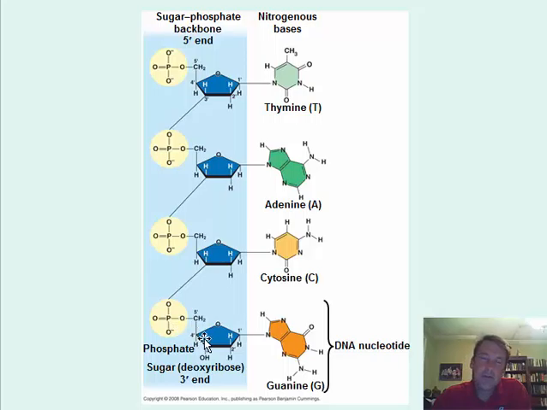The sugar and the phosphate are the same in all the nucleotides that make up the long strand, but what differs is which base is going to be attached. And there are 4 different bases of DNA. There's adenine, thymine, cytosine, and guanine. So that's kind of our alphabet of genetics, A, T, C's, and G's.